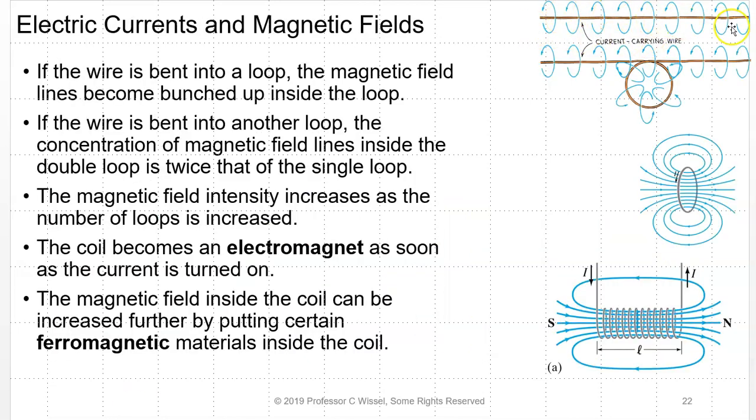So here's the current carrying wire, and if we bend that wire into a loop, look how the magnetic field lines become bunched up inside the loop. And you know what happens when field lines become bunched up? That means the field is stronger. If we add another loop here, the concentration of magnetic field lines inside the double loop is twice that of the single loop. By superposition, the magnetic field intensity increases as the number of loops is increased, and the coil becomes an electromagnet as soon as the current is turned on. And the magnetic field inside the coil can be increased further by putting certain ferromagnetic materials inside the coil.